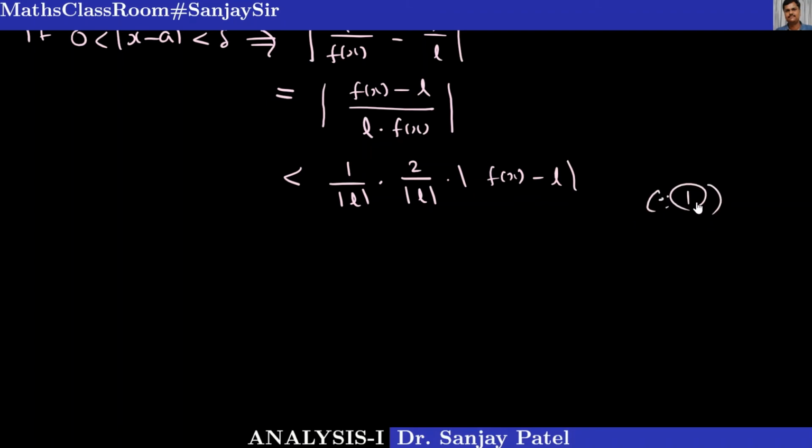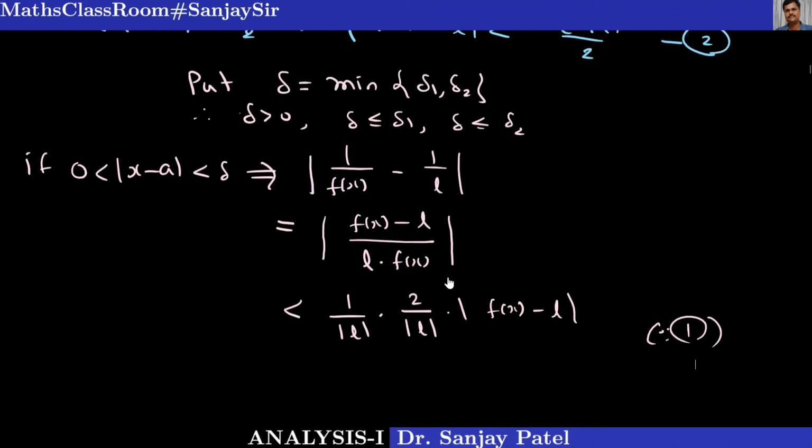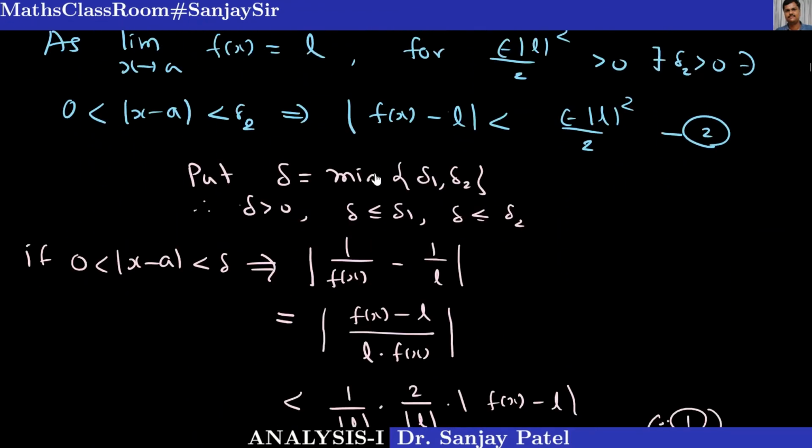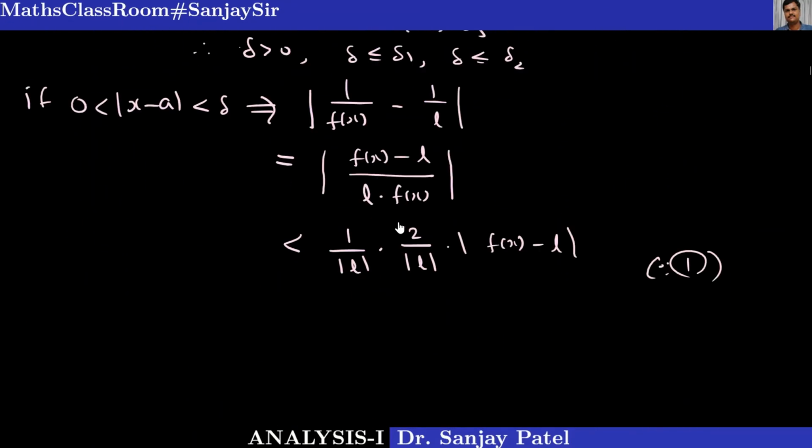What have we written in result number 1? Result number 1 is this: 1 upon mod of f of x is less than 2 upon L whenever mod of x minus a is less than delta 1. Our delta is less than delta 1. So 1 upon mod of f of x I can write less than 2 upon mod L. So this thing is replaced here. This 1 upon f(x) is replaced by 2 upon mod L because of 1.